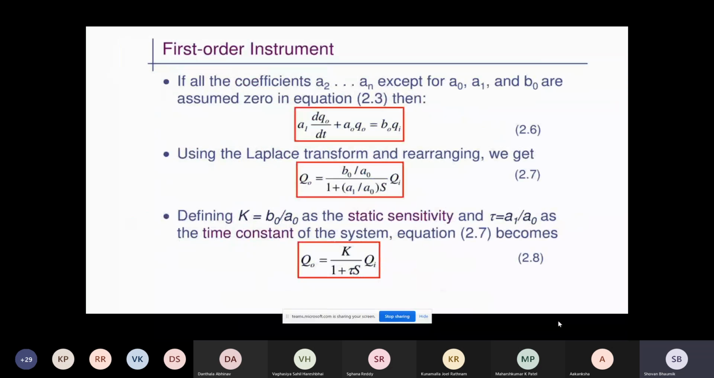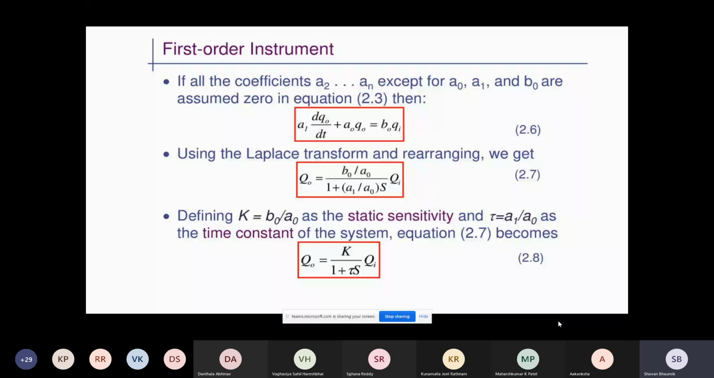So this is the first order instrument. If you have a first order instrument, your transfer function will be something by input by 1 plus tau s, and always you write in the form of 1 plus tau s, not something tau s plus 1. In such a case, tau will not be the time constant. So this equation 2.8, you be very careful.